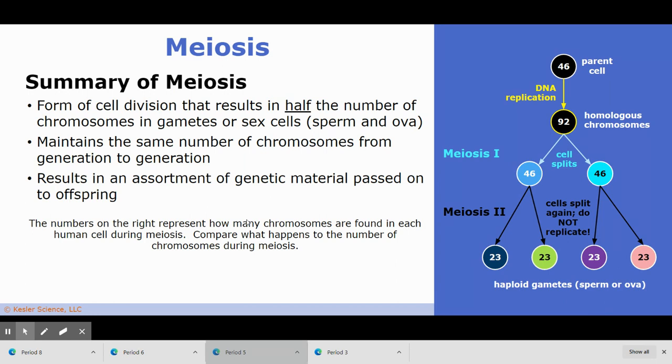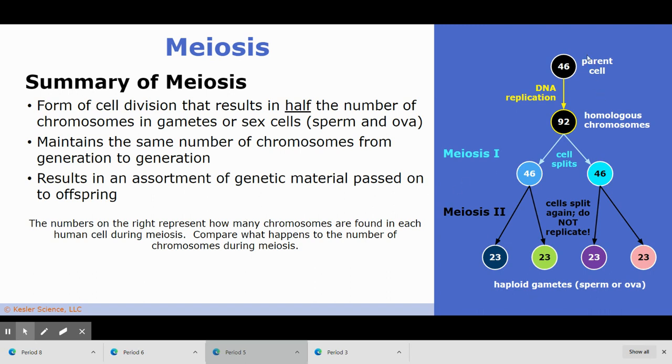Meiosis is a form of cell division that results in half the number of chromosomes in gametes or sex cells, the sperm and ova. It maintains the same number of chromosomes from generation to generation, and it results in an assortment of genetic material passed on to offspring. The numbers on the right represent how many chromosomes are found in each human cell, in these germ cells during meiosis, and you're going to compare what happens to the number of chromosomes during meiosis.